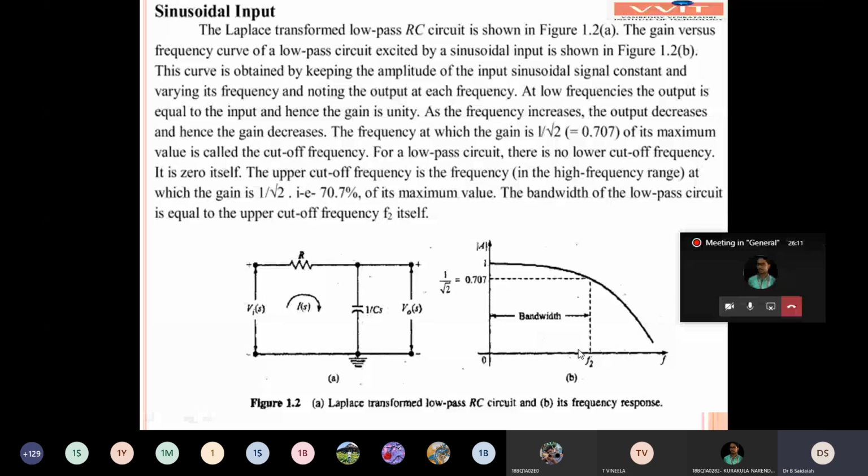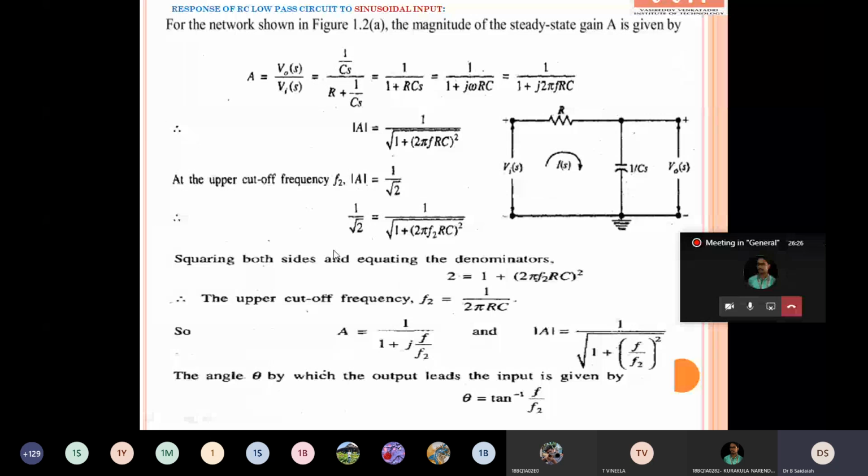So in place of f, I have to substitute f2. This value you have to find out in terms of the resistor and capacitor combination. Now you have to see this equation. At the upper cutoff frequency, small f equal to f2, the magnitude of the gain equal to 1 by root 2. So 1 by root 2 you have to substitute on the left hand side, and the right hand side is the same equation.